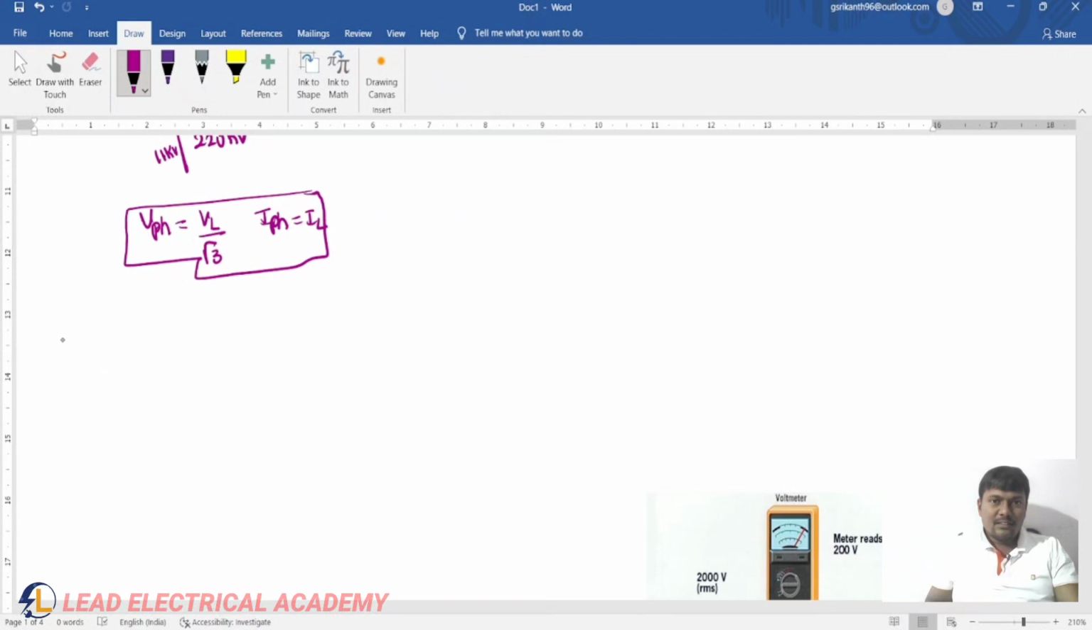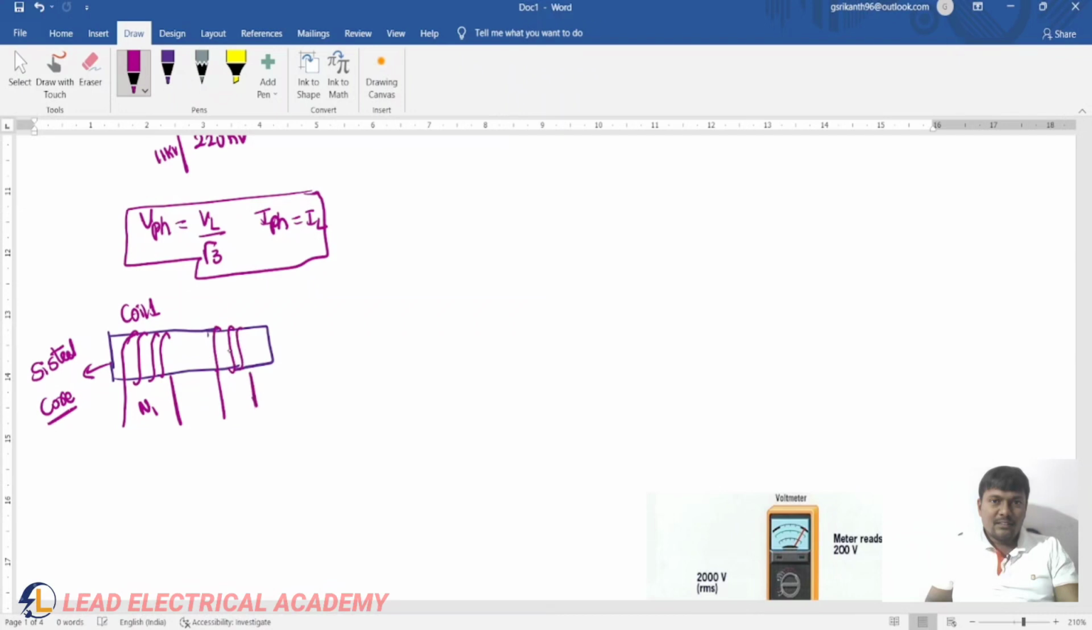And what is the principle of operation of a transformer? Let us see. I am taking a soft magnetic material, that is silicon steel, also called the core material. Coil 1 is wound on the core, and coil 1 has N1 number of turns and coil 2 has N2 number of turns.